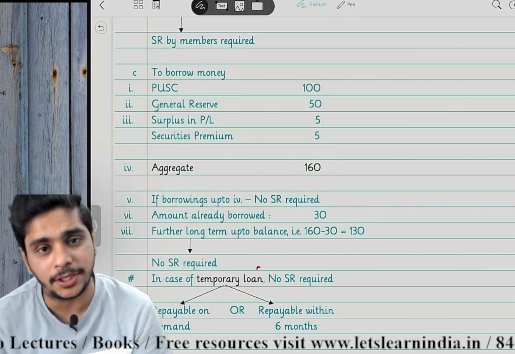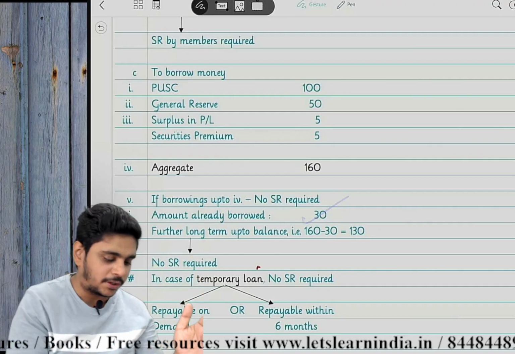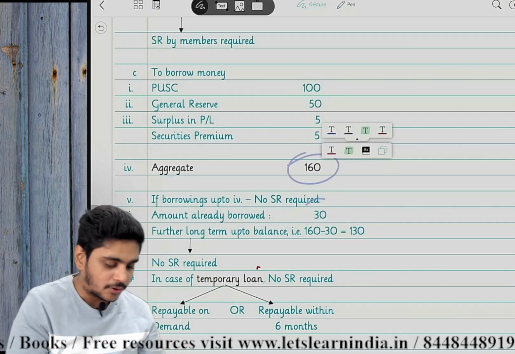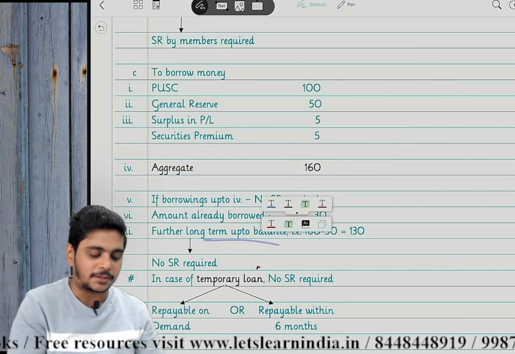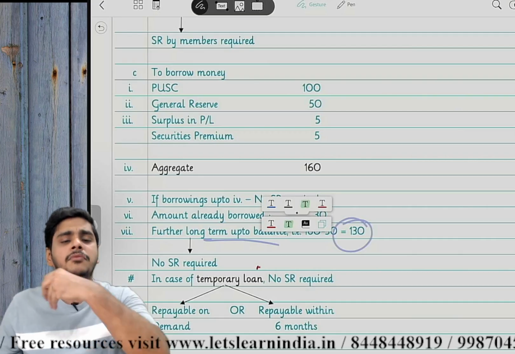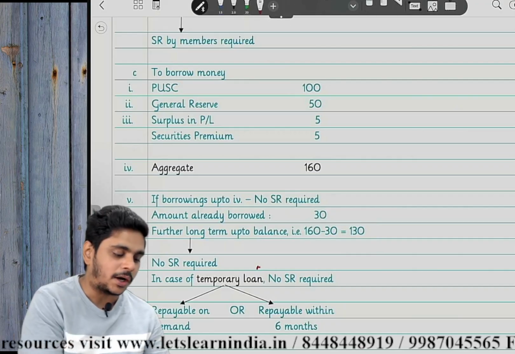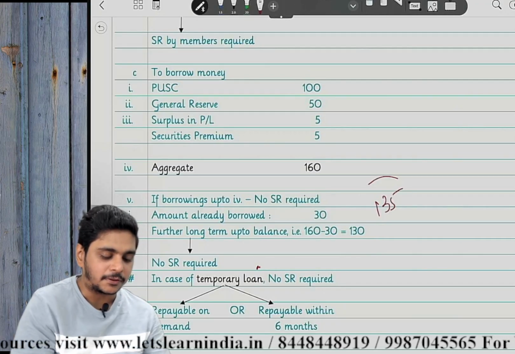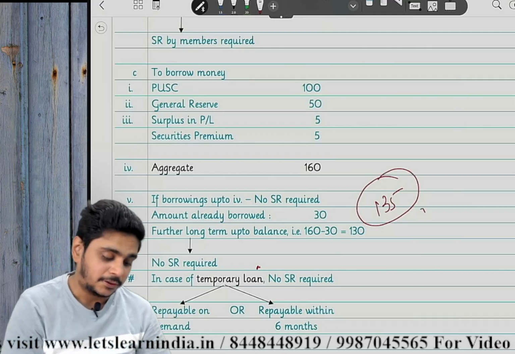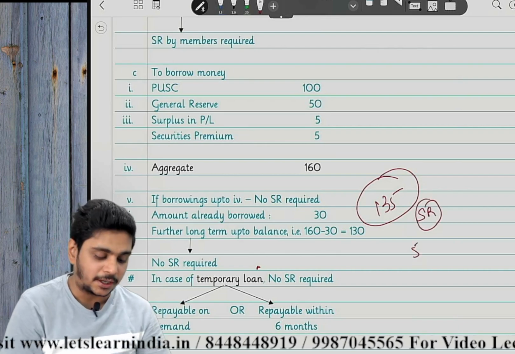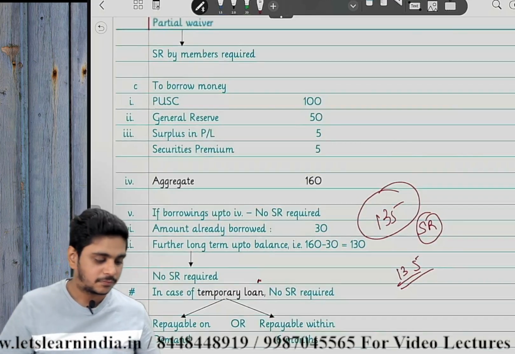Check how much they have already borrowed. Imagine they have borrowed already 30 rupees. My total limit was 160, I have already borrowed 30. How much is my balance? For the long term borrowing, up to the balance, that is up to 130, no SR required. Boss, I want to borrow 135 rupees. It is beyond board ka power, then you will require SR for the entire 135.